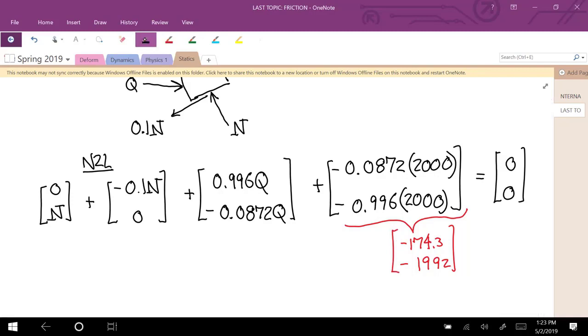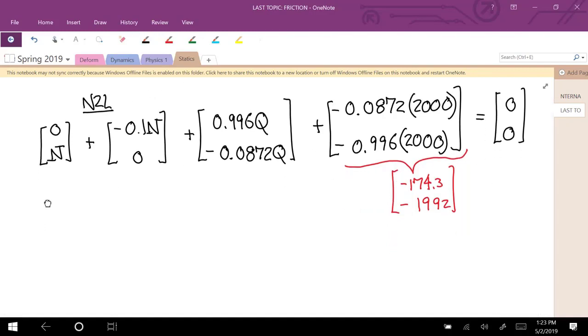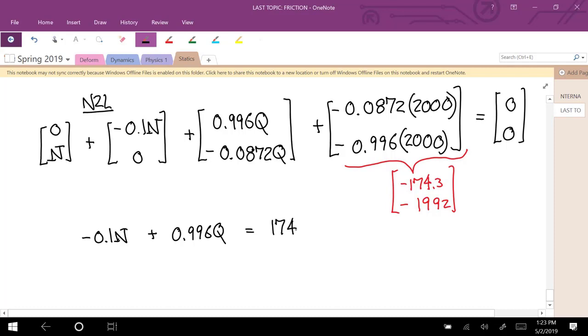Okay, so this gives us a system of 2 equations. The first one says negative 0.1 times the normal plus 0.996 Q is equal to positive 174.3. And the second one says N minus 0.0872 Q is equal to 1992.